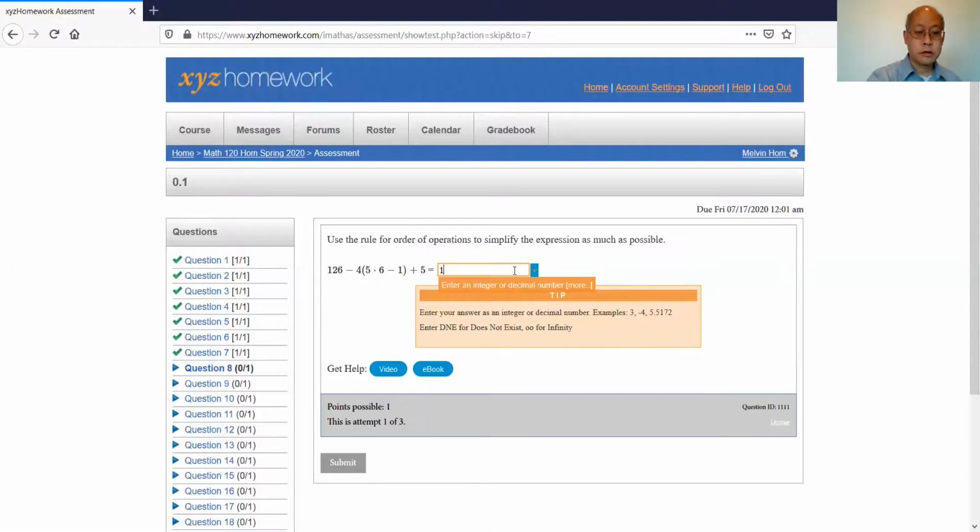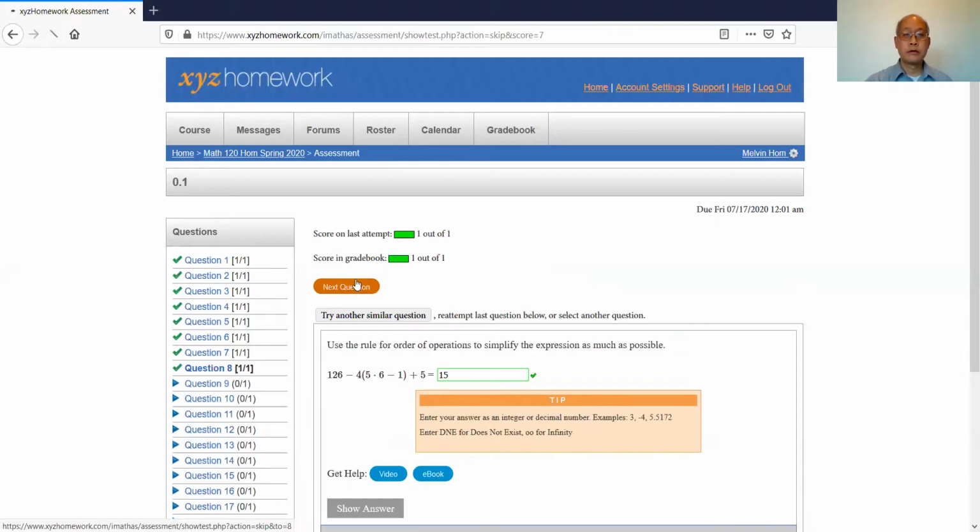So let's see if I can go back and get that. It's unfortunately a little bit tedious here to get all that in. Okay, so let me try to type in 15 there. And there we go.